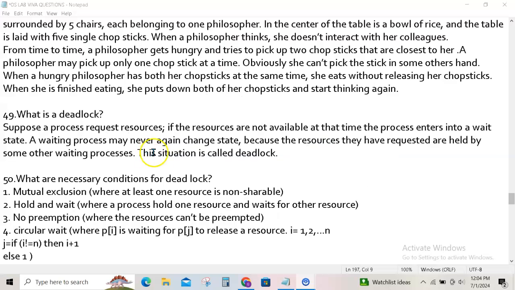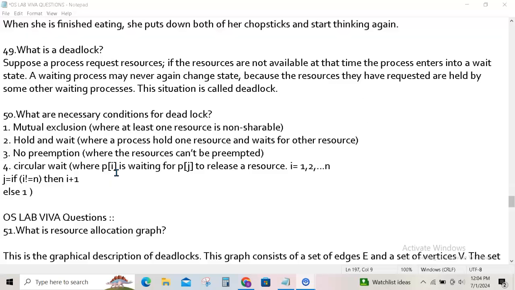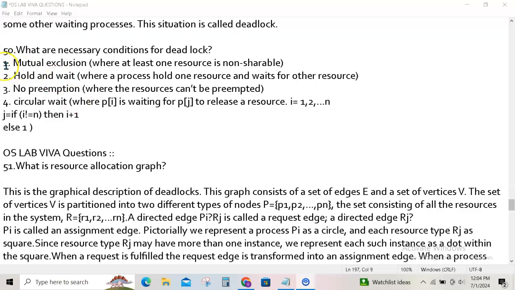What is deadlock? Suppose a process waits for a requested resource, and this resource is not available because it is held by some other process, which is also waiting for some other resource. This leads to a deadlock. There are 4 conditions, all of which are necessary for deadlock to occur: mutual exclusion, hold and wait, circular wait, and no preemption.